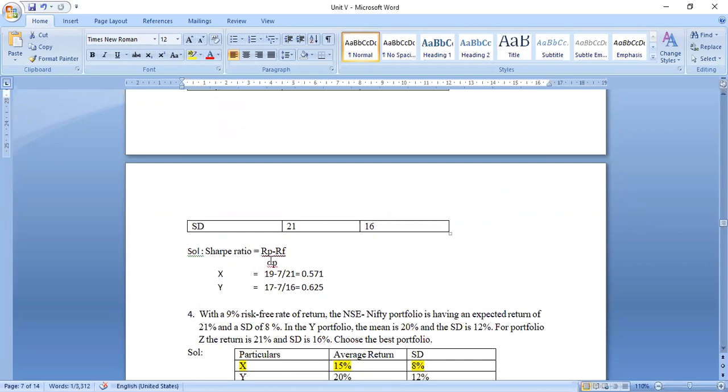Okay. So here the portfolio return for X is 19 minus 7, the risk-free rate of return which is given in the problem, divided by 21, that is the standard deviation. So we get the value as 0.571. For Y we have portfolio return as 17 minus 7 divided by the standard deviation of 16. So that will give us the value 0.625.